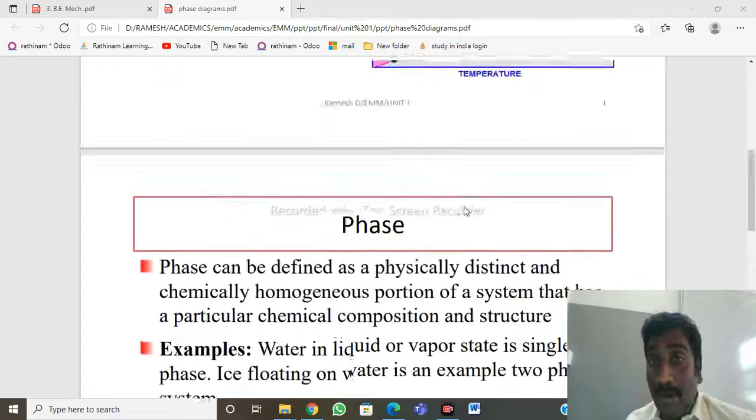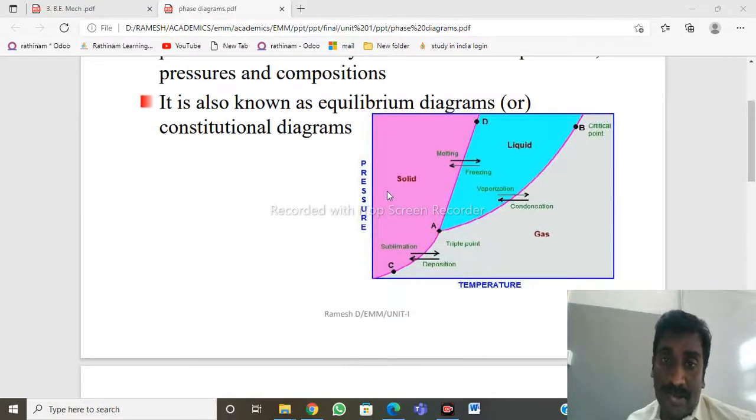So we all know about that. The temperature and the pressure are the most important parameters while considering the phase change.